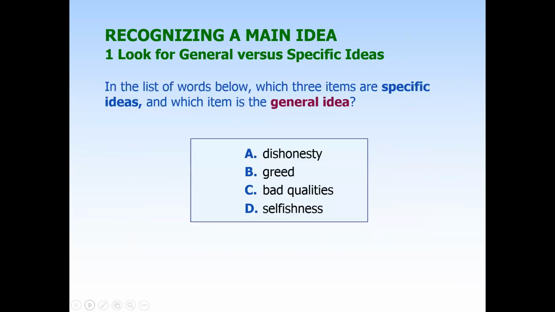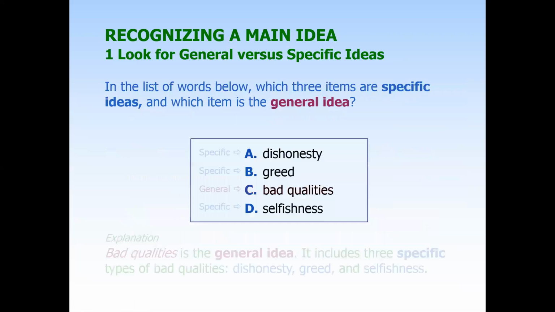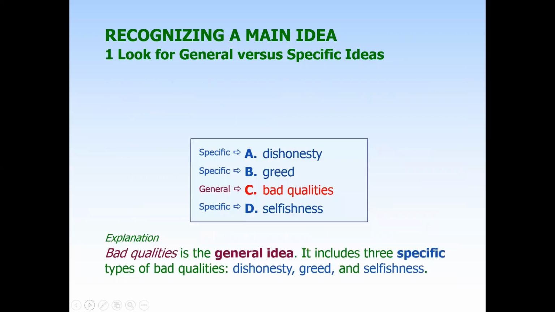Number one, look for general versus specific. Let's do a little bit of practice. In the words below, what three items are specific items and which item is the general idea? Dishonesty, greed, bad qualities, or selfishness? Well, we can see that everything is a bad quality that's listed: dishonesty, greed, and selfishness. So bad qualities is our general idea.